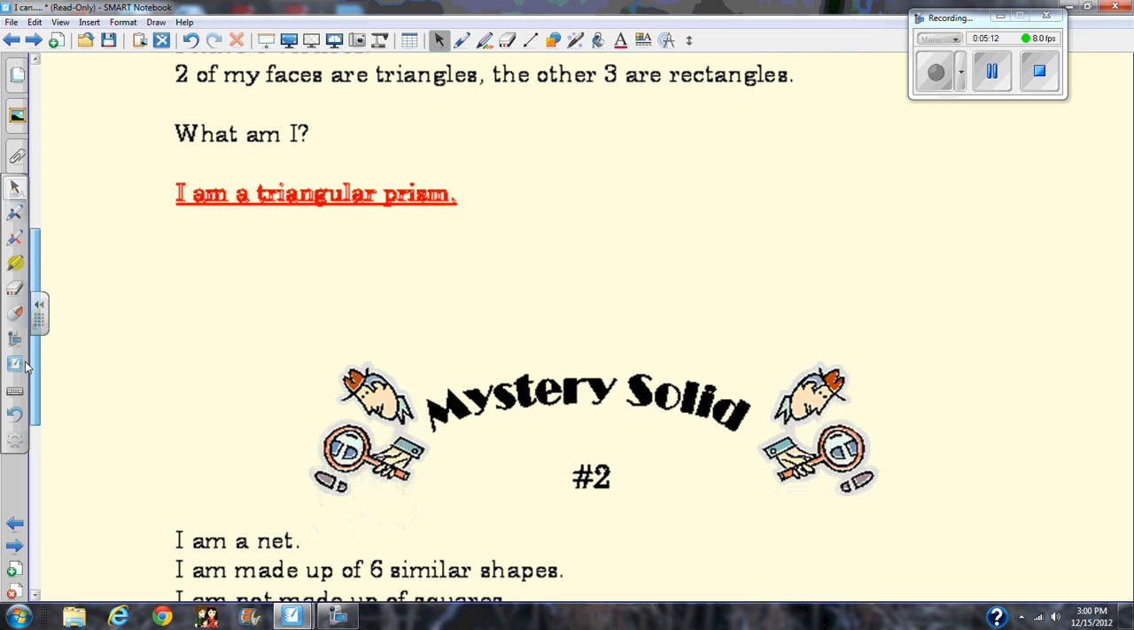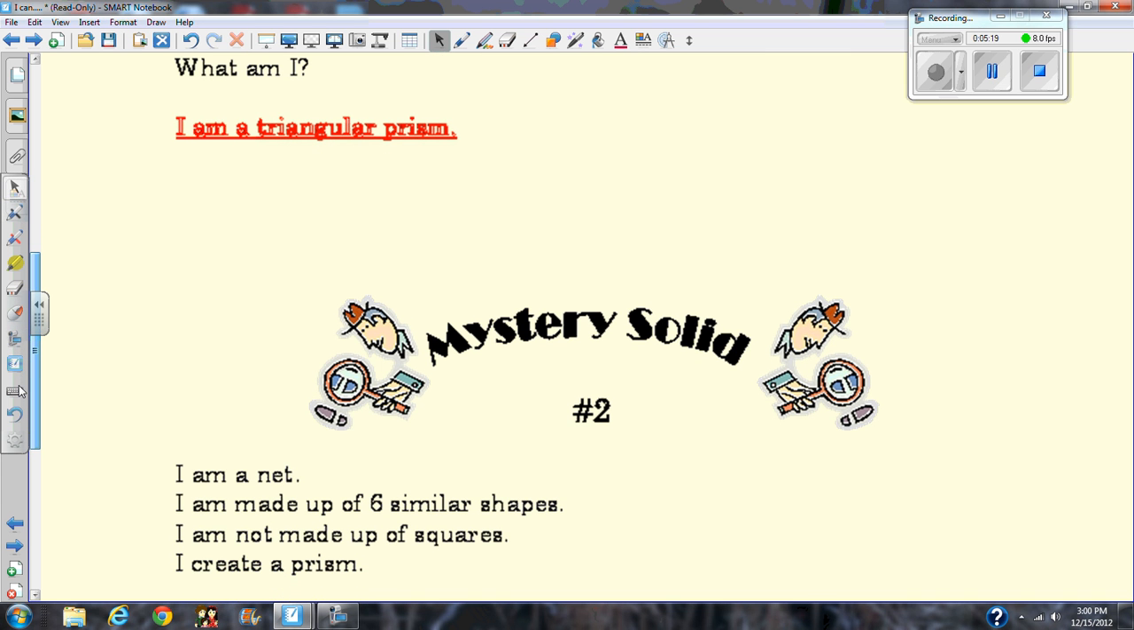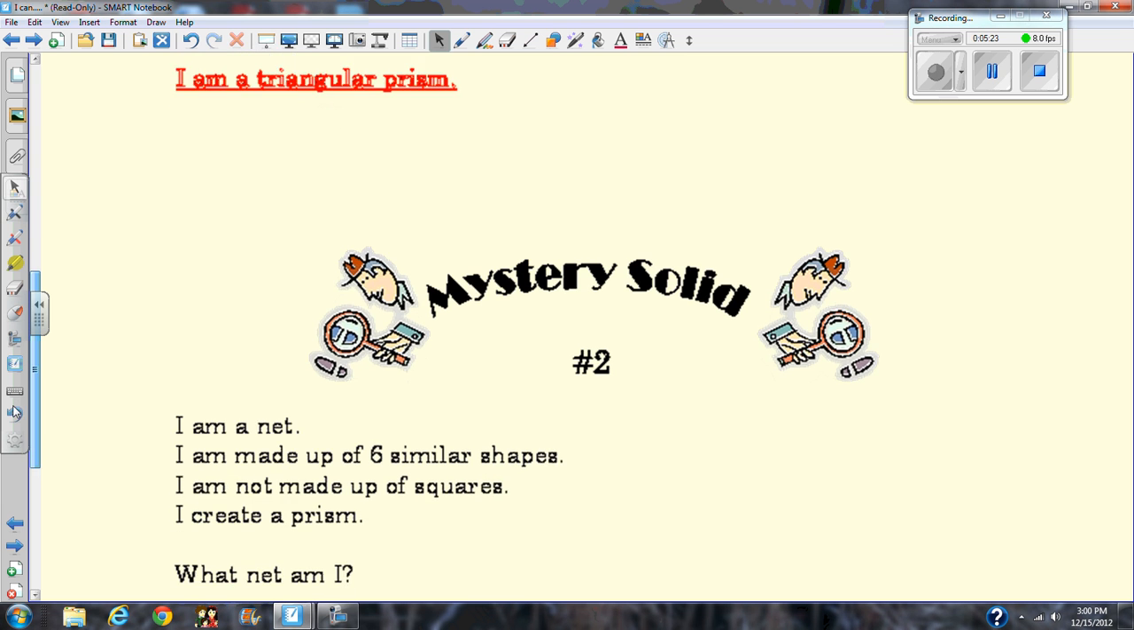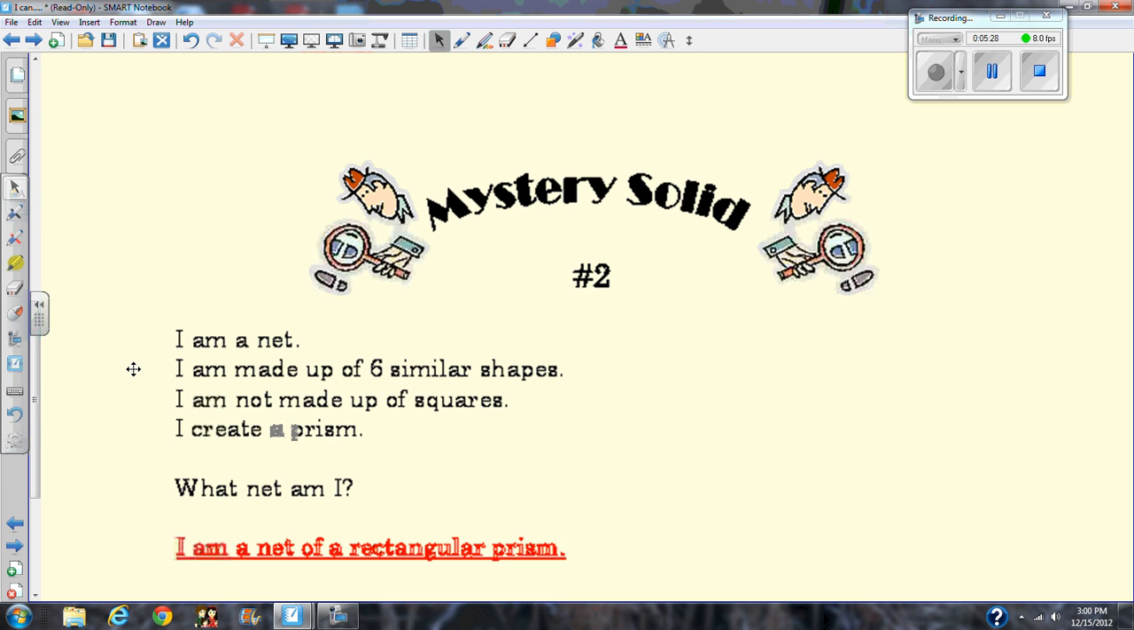I'm a net. I am made up of 6 similar shapes, but I'm not made up of squares, and I create a prism. What net am I? I'm a net of a rectangular prism. So you got the 6 similar shapes, 6 faces, but they're not squares, so it'd have to be a rectangular prism.